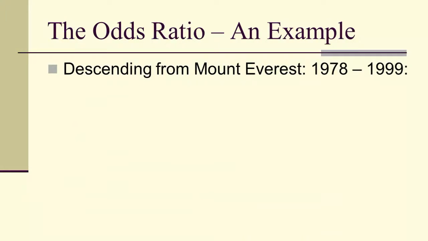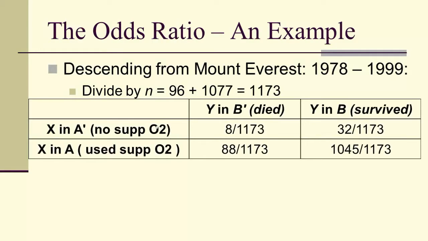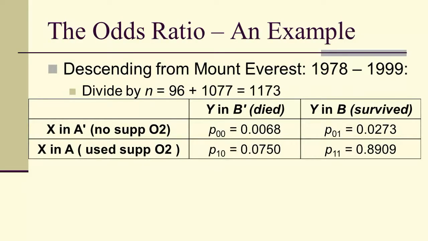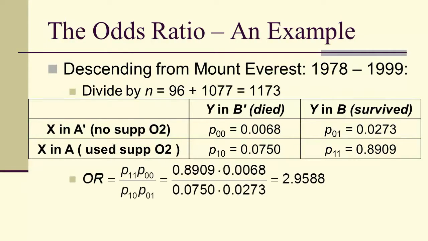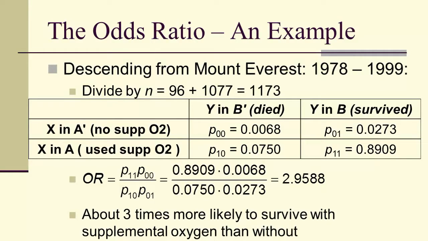So if we look at this in terms of probabilities, we're going to divide by the total number of mountaineers. Then we get these ratios. And so we get the P00, P01, P10, P11. And the odds ratio is therefore going to be about 2.9588. In other words, about 3 times more likely to survive with supplemental oxygen than without.